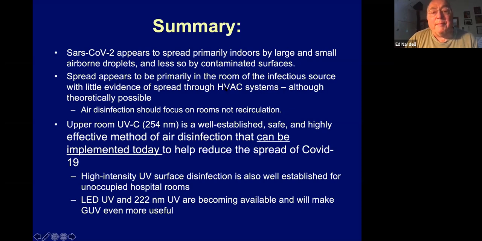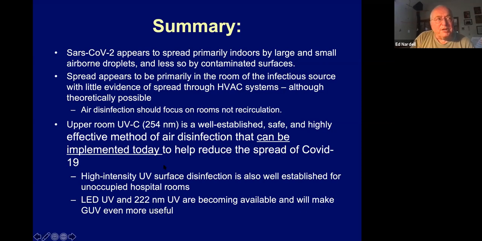Spread appears to be primarily in the room with the infectious source, with little evidence at the moment of spread through the HVAC systems, although it's theoretically possible. Upper room germicidal is well established, safe, highly effective, and cost effective for disinfecting air. It can be widely implemented today to reduce the spread of COVID.